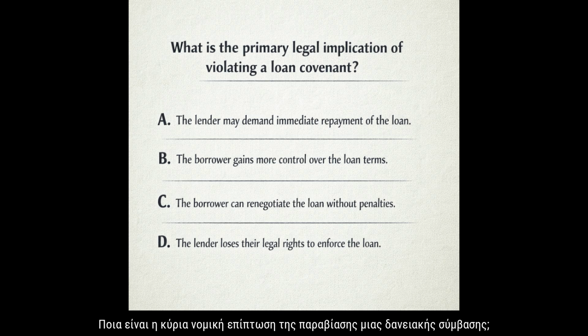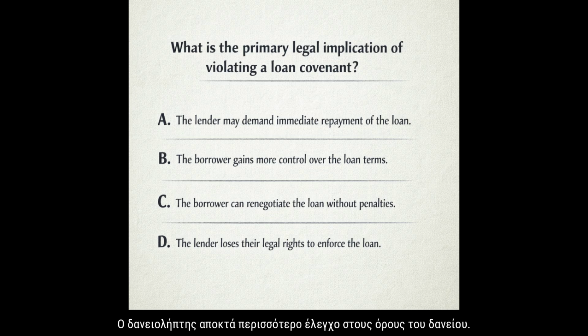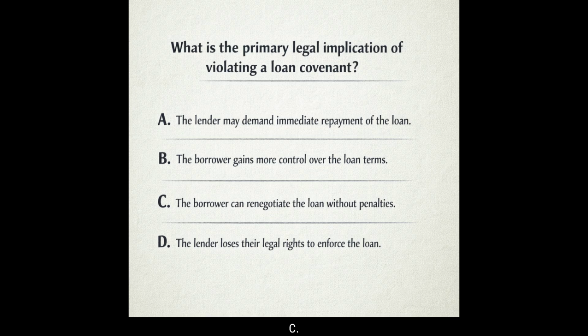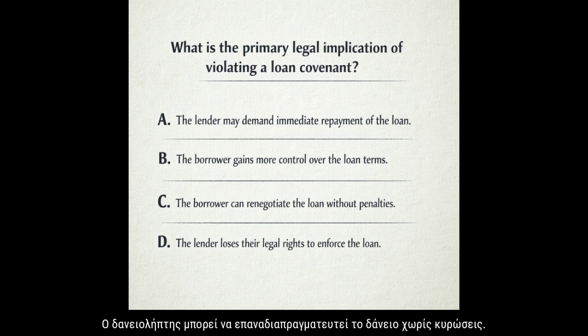What is the primary legal implication of violating a loan covenant? A. The lender may demand immediate repayment of the loan. B. The borrower gains more control over the loan terms. C. The borrower can renegotiate the loan without penalties. D. The lender loses their legal rights to enforce the loan.